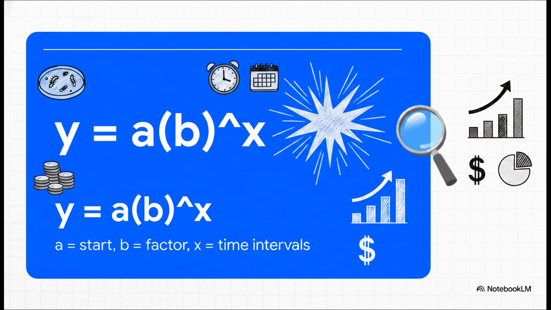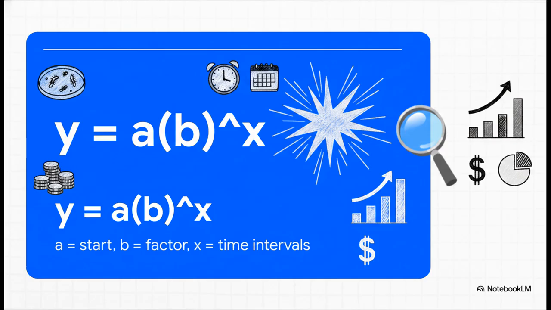Here it is, the master key to modeling all this fast change. Y equals A times B to the power of X. Let's break this down so it's crystal clear. A, right there, that's your starting value. It's the exact amount of money you open your bank account with, or maybe the number of bacteria cells sitting in a petri dish right at the very beginning.